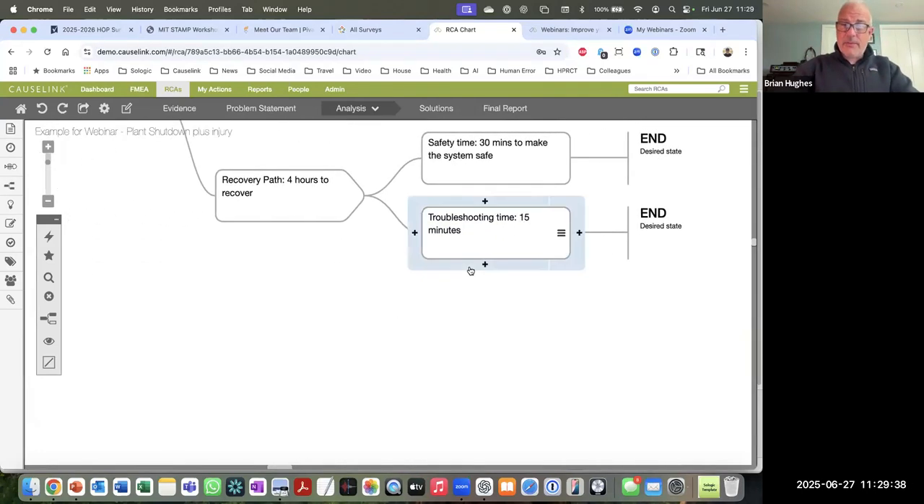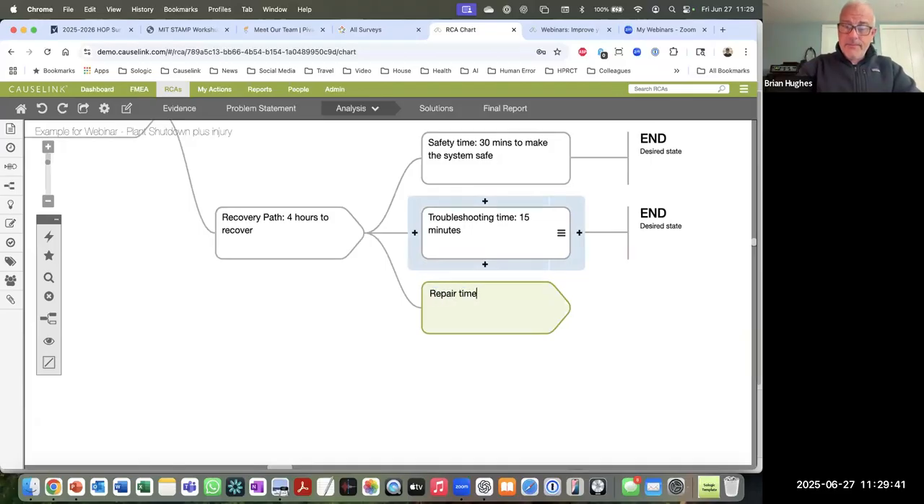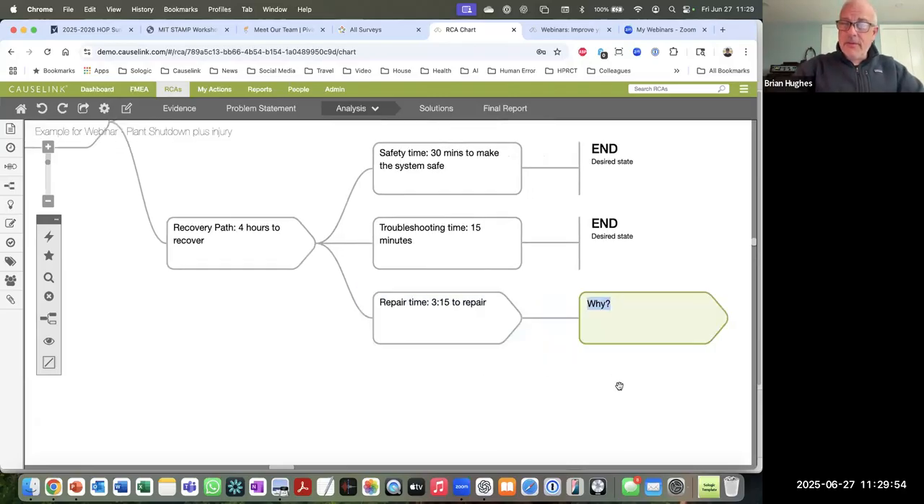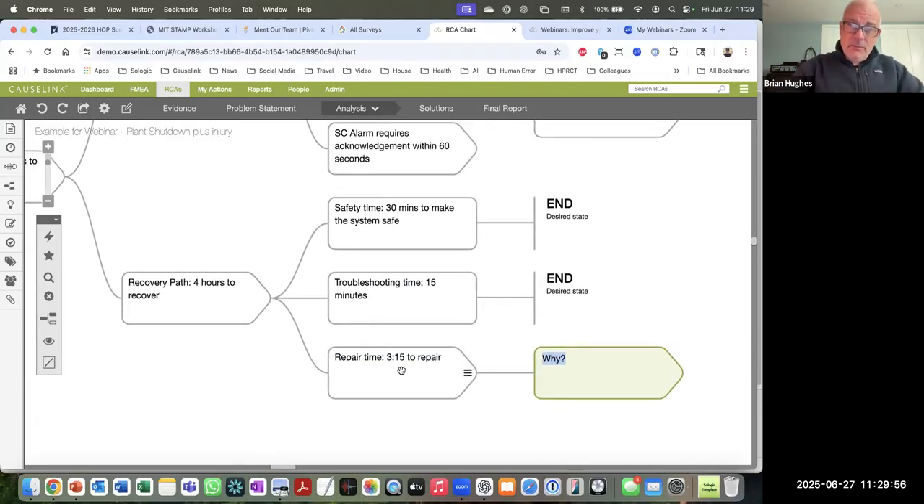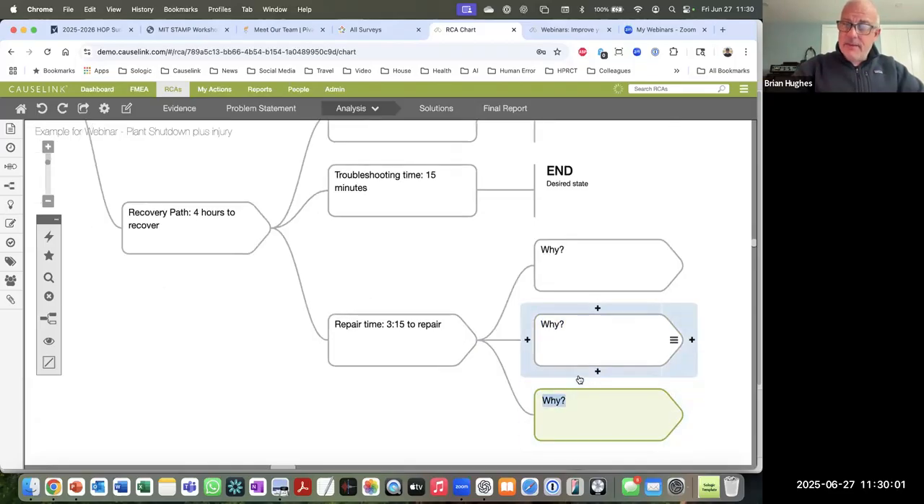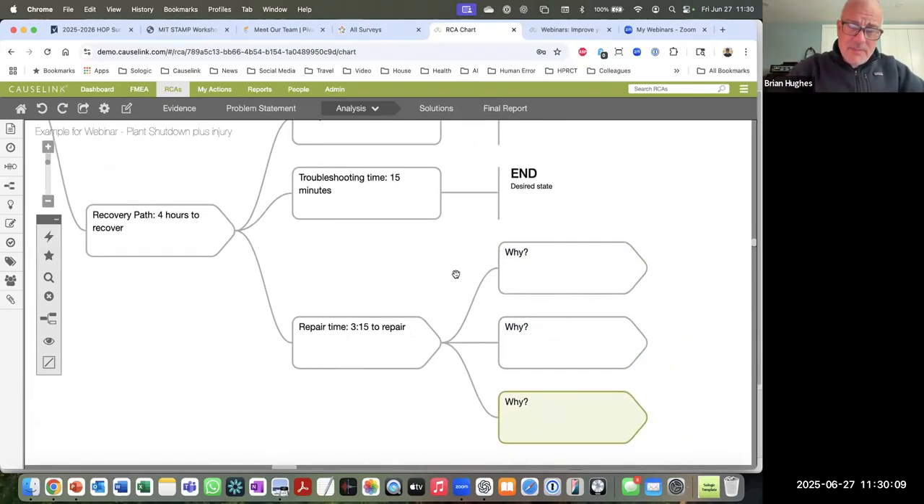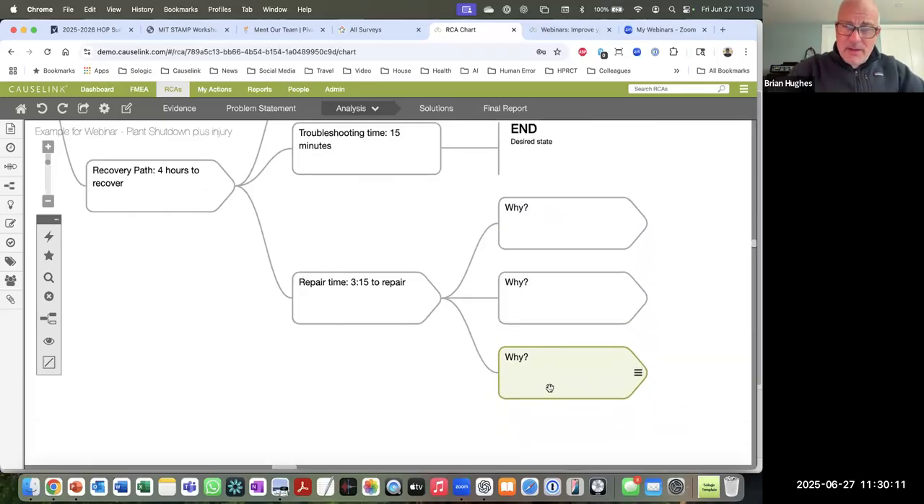But then, of course, I've got the repair time. And so if I've got 30 minutes here, 15 minutes here, but I know I have 4 hours, I'm going to say 3 hours and 15 to repair. Okay, and now I can drill further down this pathway and talk about, well, what accounts for all that repair time? And there are different elements that go into a repair. Expertise available, whether you had your spares, what about the testing time? Once you got everything buttoned up, you probably had to do some testing in order to make sure that everything was good.